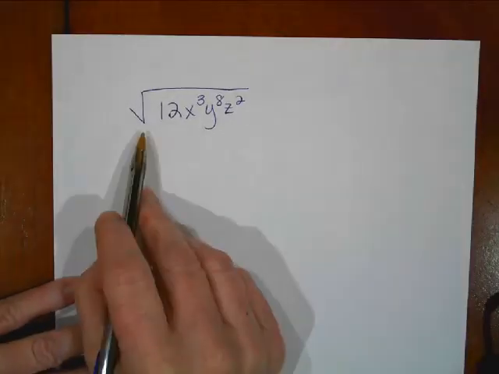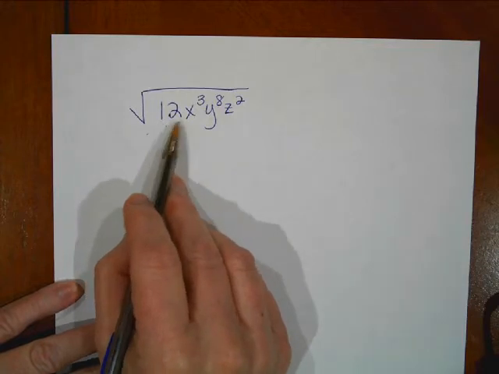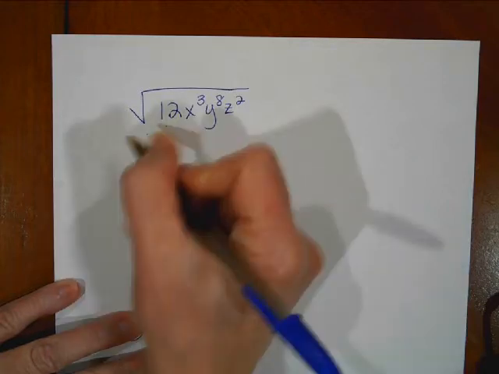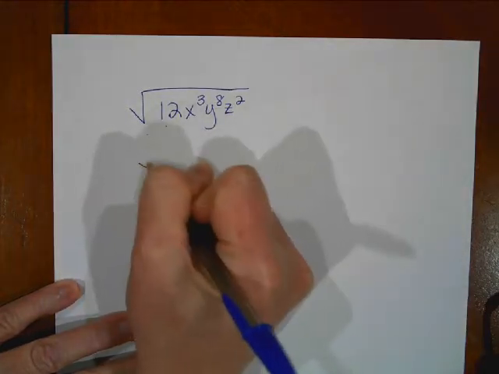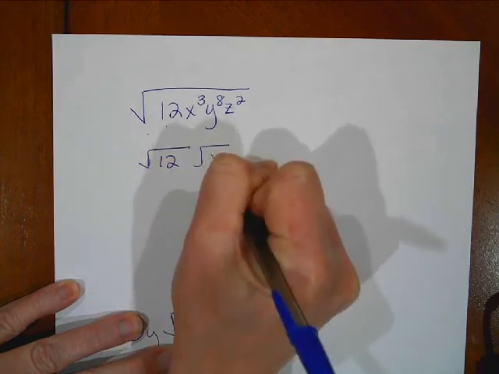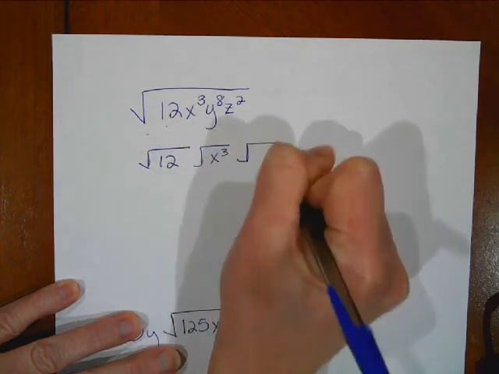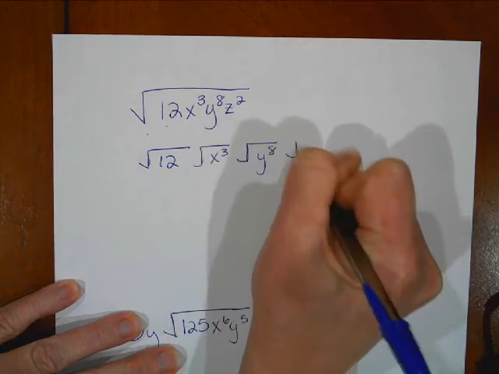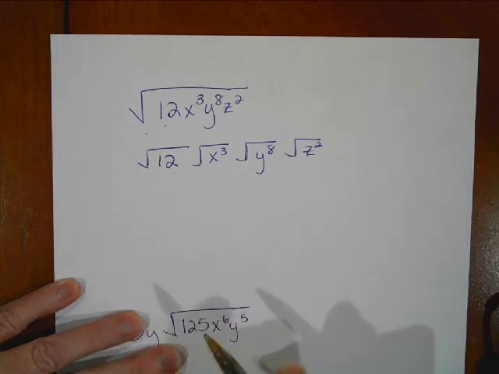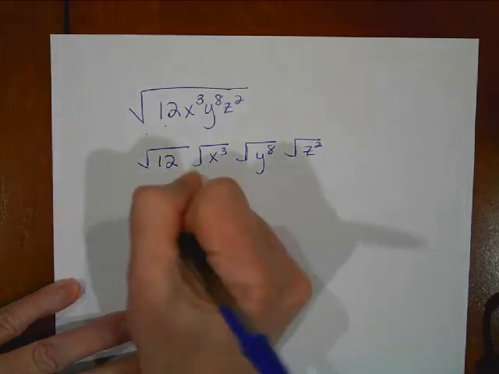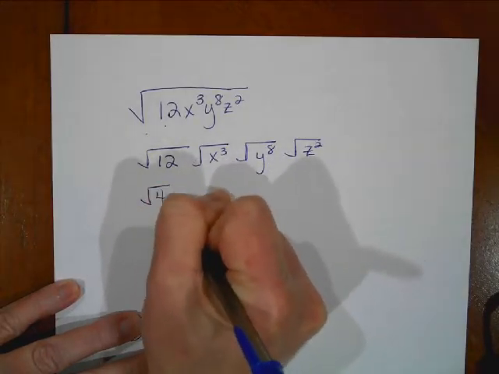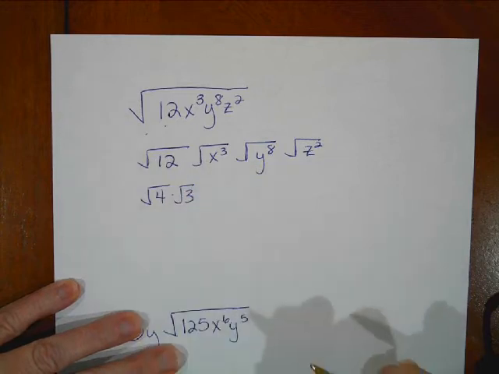So we have the square root of 12 x cubed y to the 8th z squared. And we said we could break this up. So I'm going to break it up into the square root of 12 times the square root of x cubed times the square root of y to the 8th times the square root of z squared. Okay? Well, 12 is not a perfect square, but 4 times 3 has a perfect square in it. So the square root of 4 times the square root of 3. Okay?